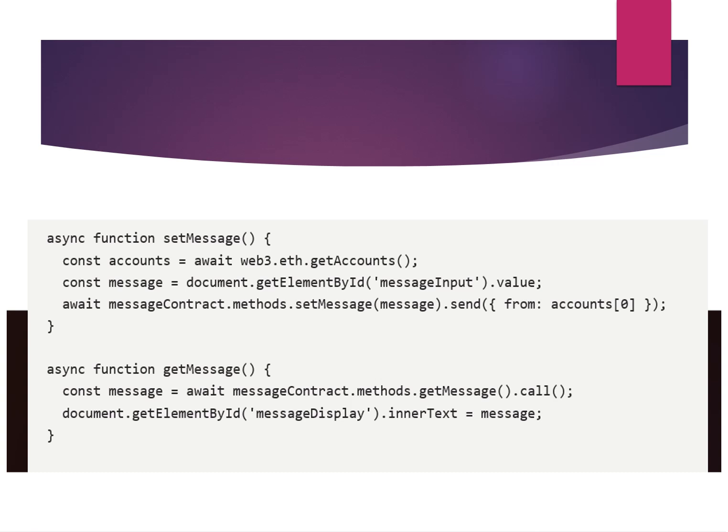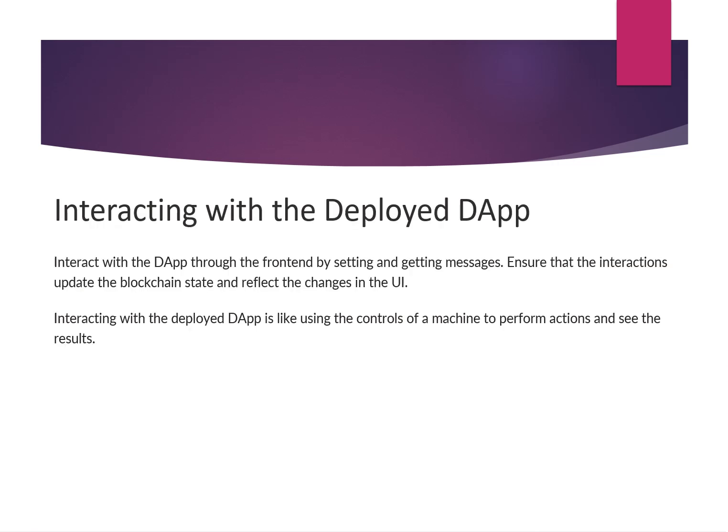The next line declares an asynchronous function named getMessage that will be called when the get message button is clicked. The next line calls the getMessage method of the smart contract and retrieves the message. The next line sets the inner text of the message display paragraph to the retrieved message, and the next line closes the getMessage function. Now we can interact with the DApp through the front end by setting and getting messages. This is like using the controls of a machine to perform actions and see the results.